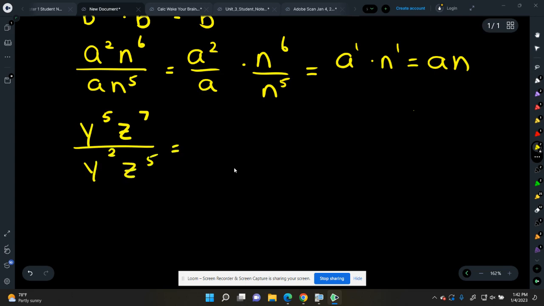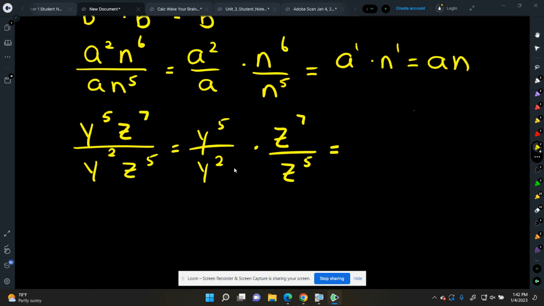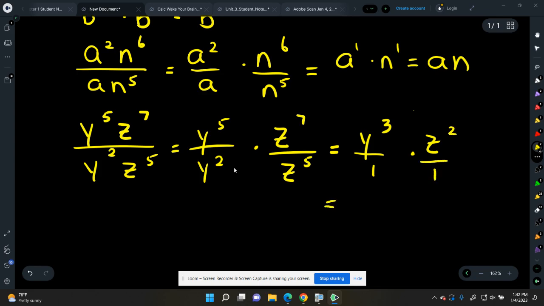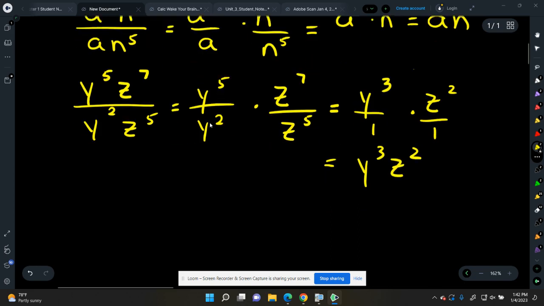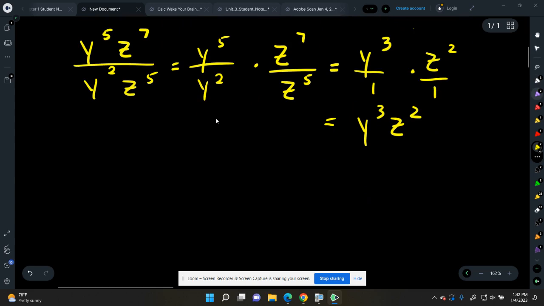Okay, so here we have y to the 5th over y squared times z to the 7th over z to the 5th. So let's say y to the 5th over y squared, that's y to the 3rd over 1. And here we're going to have z to the 2nd over 1. So we get y to the 3rd, z to the 2nd. And you can always put it over 1 if you're not sure.